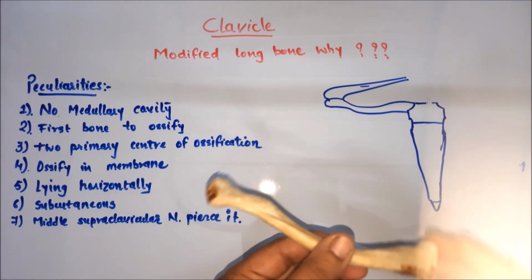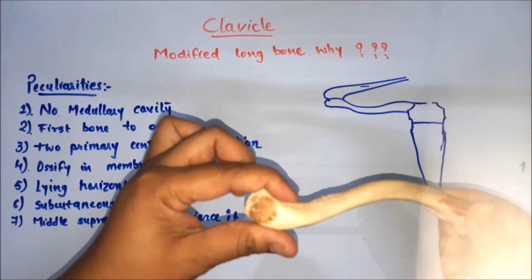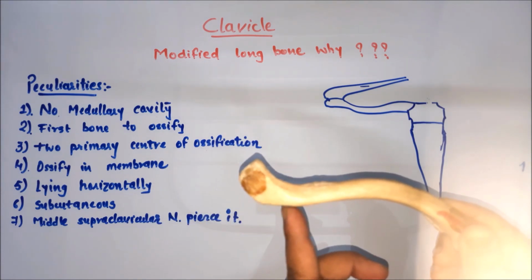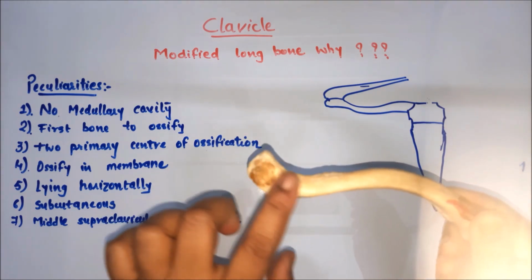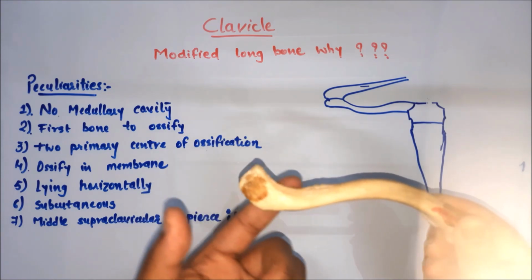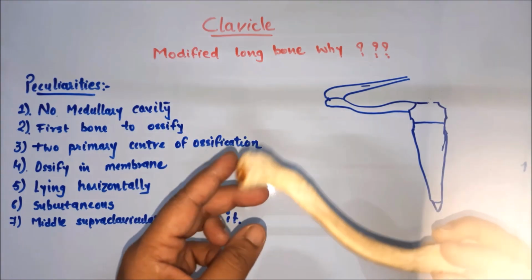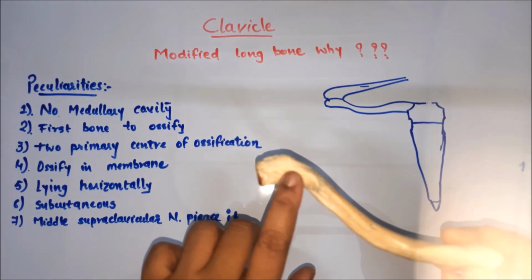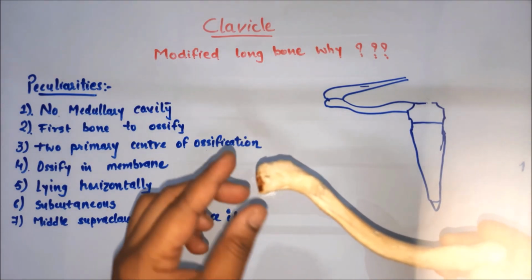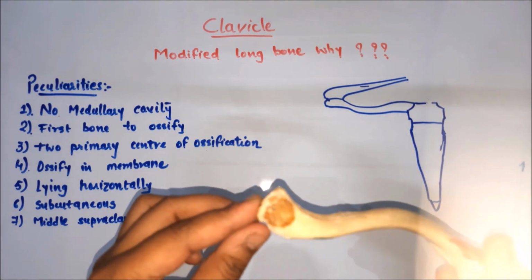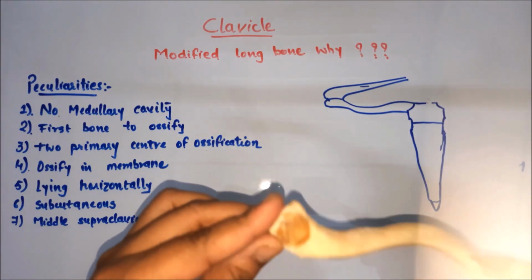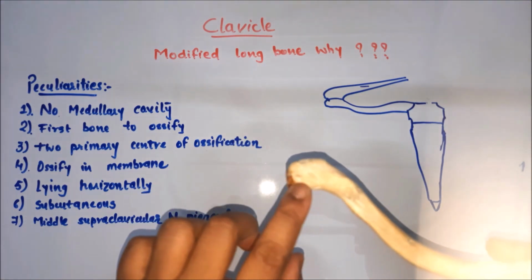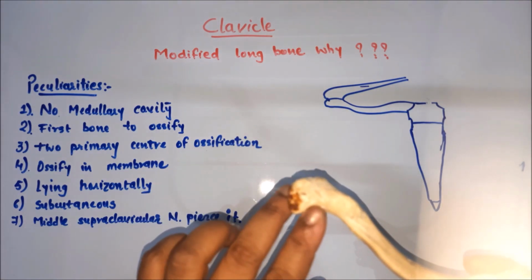So the lateral end has two borders, anterior concave anteriorly, posterior border convex. Two surfaces, superior surface and inferior surface. The superior surface is smooth, the inferior surface has a conoid tubercle and trapezoid ridge. One more thing you can see at the inferior surface, towards the posterior, the inferior surface is the articular surface.